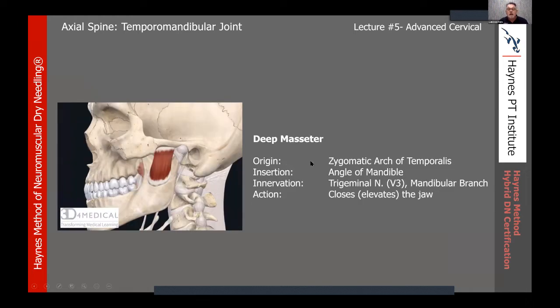We look at the deep masseter again. Its origin is the zygomatic arch. A little bit later, we're going to talk about the pterygoids, and we're going to needle in for one of the pterygoids right through this zygomatic arch to get to that muscle. So when we do that, obviously, we're going to catch deep masseter as well as superficial masseter. It inserts into the angle of the mandible, its innervation is the mandibular branch of the trigeminal nerve, and it elevates or closes the jaw.